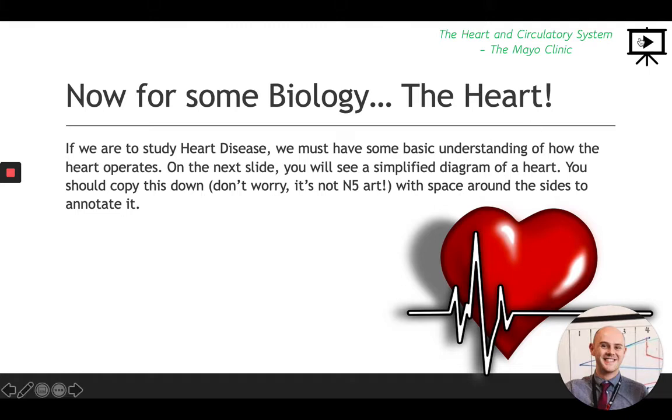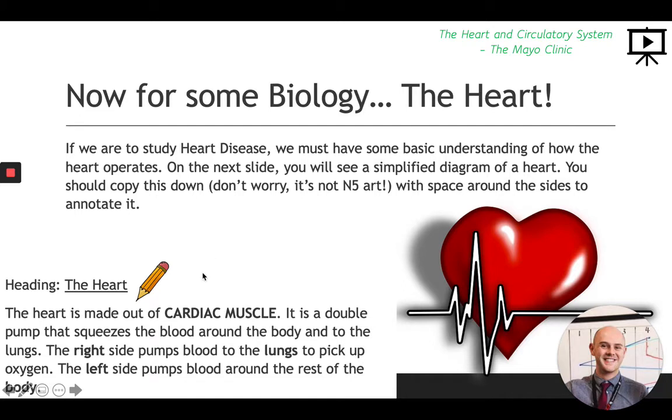If you look up here, there is a video for you to watch, and it's just a brief explanation of how the heart works and how it pumps blood around your body. That's from the Mayo Clinic, so it is really quite good. So you've got information, you've got the slideshow available there.